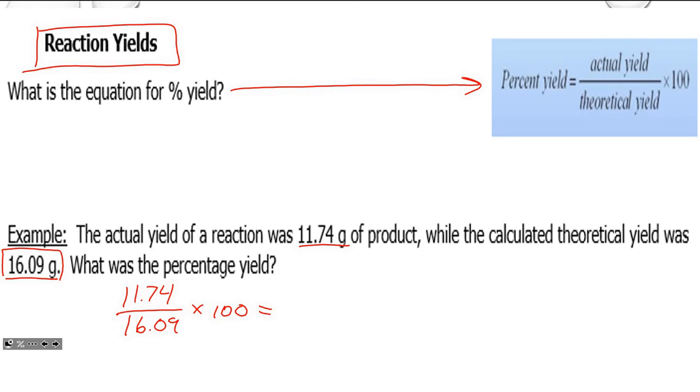What do we get for percent yield? Are we going to get fired, or are we okay? I got 72.96. Ooh. So I'm under review, right? Yep. Okay, so let's go to the next one.